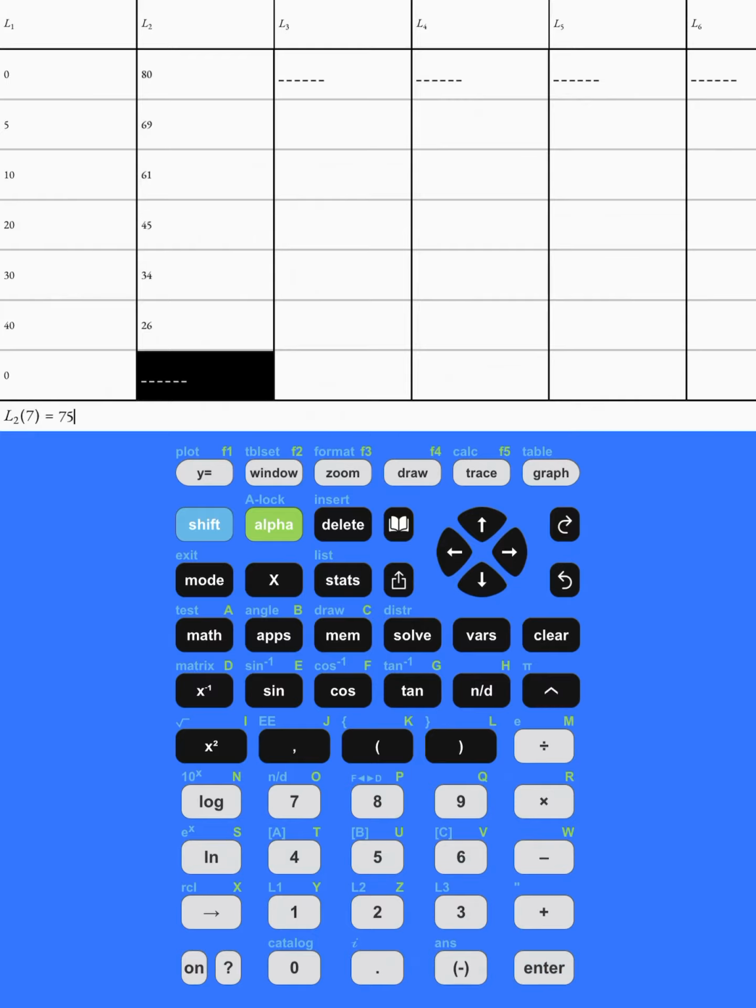And now we go on to trial number 2: 75 for y, 66, 59, 44, 32, and then 23. And now we go to trial number 3: 78, 68, 61, 44, 33, and 25. So once you have this all entered, now you're going to press Stat.